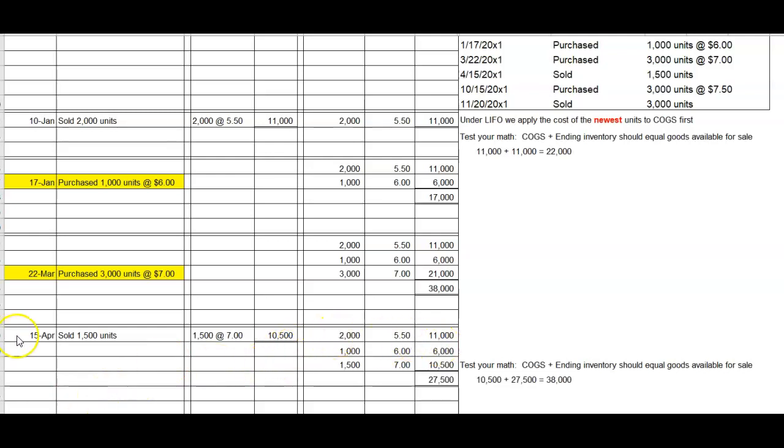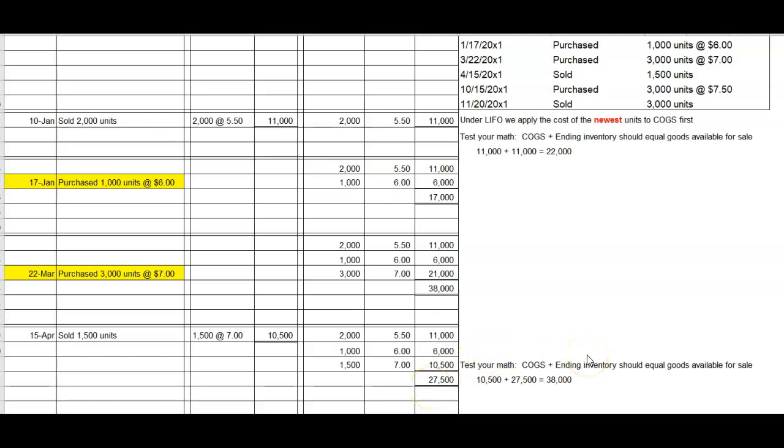So ending inventory after the April 15th sale consists of 2,000 of the oldest layer that cost us $5.50 each, 1,000 of the inventory we purchased on January 17th at $6 each, and we had 3,000 available. We used up 1,500, so 1,500 of the inventory purchased on March 22nd at $7 apiece gives us ending inventory after the April 15th sale of $27,500.